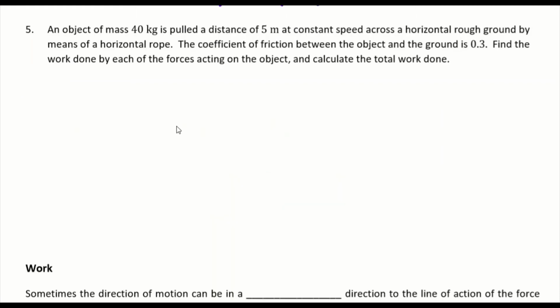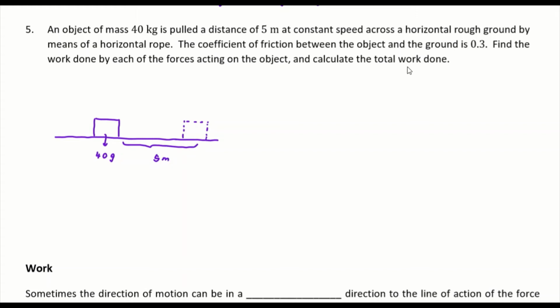Okay, number five. An object of mass 40 kg is pulled a distance of 5 meter at constant speed across a horizontal rough ground by means of a horizontal rope. Okay, so you can imagine this horizontal rough ground. The object has a mass of 40 kg, so the weight is like 40 g or 400. It's pulled a distance of 5 meters. So I'm going to write like this. At the end, the object maybe is here. Then the distance is 5 meter.